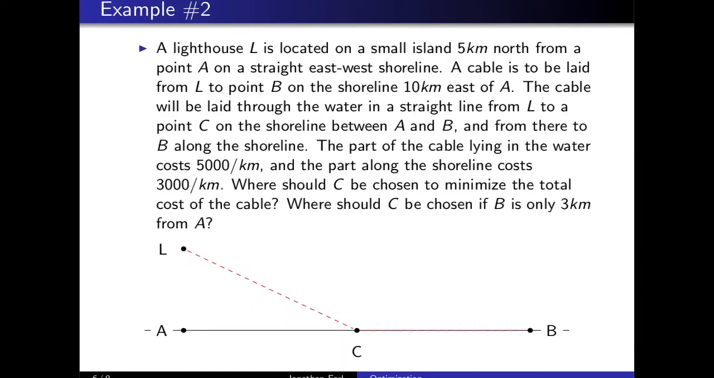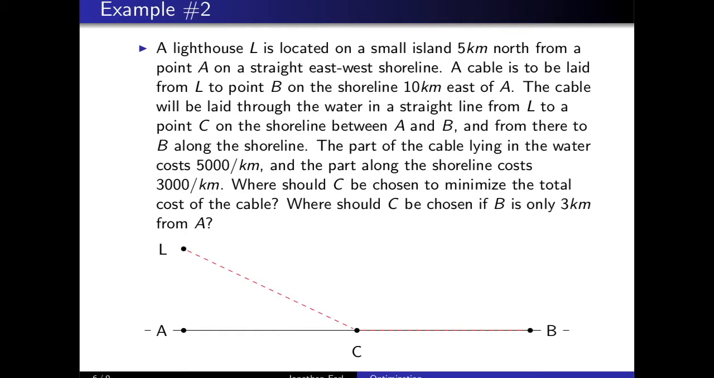Okay, so for the next one, we're going to have a lighthouse located 5 kilometers north from point A on an east-west shoreline, and we're going to have to lay a cable from the lighthouse to some point B that's 10 kilometers to the east of A on the shoreline. And the cable is going to be laid through the water and then also possibly on the shoreline. So we're going to put a point C somewhere between A and B on the shoreline. Then we're going to have the cable going from L to C and then C to B.